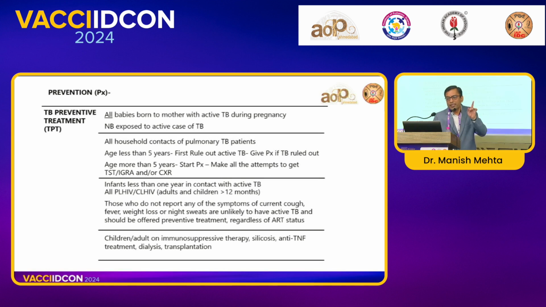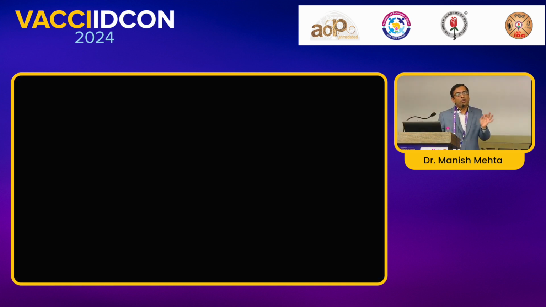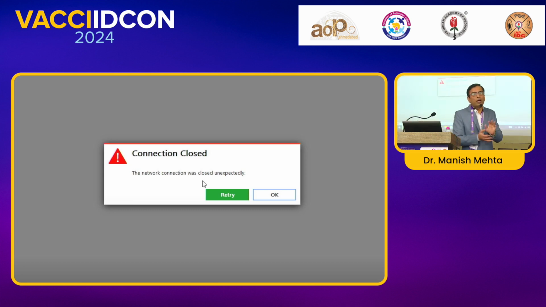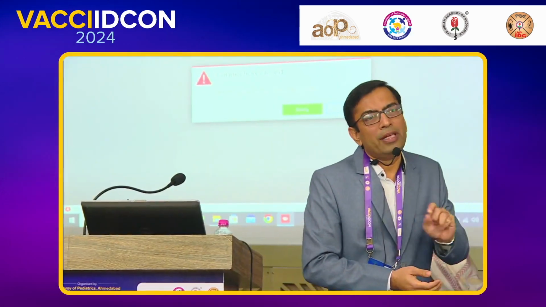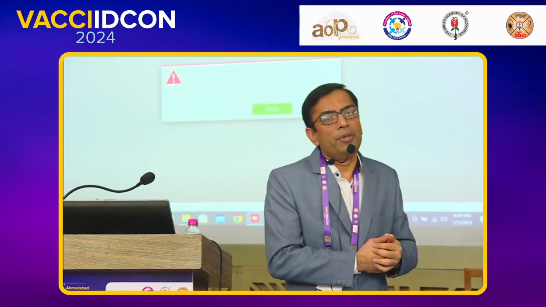An infant less than 1 year in contact with active TB, and all patients or children living with HIV, should be started on isoniazid therapy. That is 6 months of isoniazid, 10 milligram per kilogram per day. There is another option of rifampicin with isoniazid combination, which is only a 3-month course, and there is also once a week therapy available. So these are the things for tuberculosis.